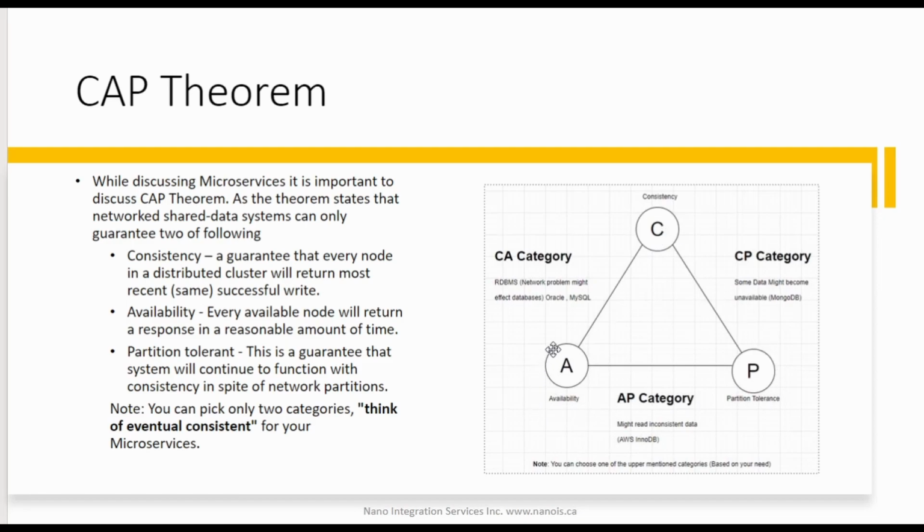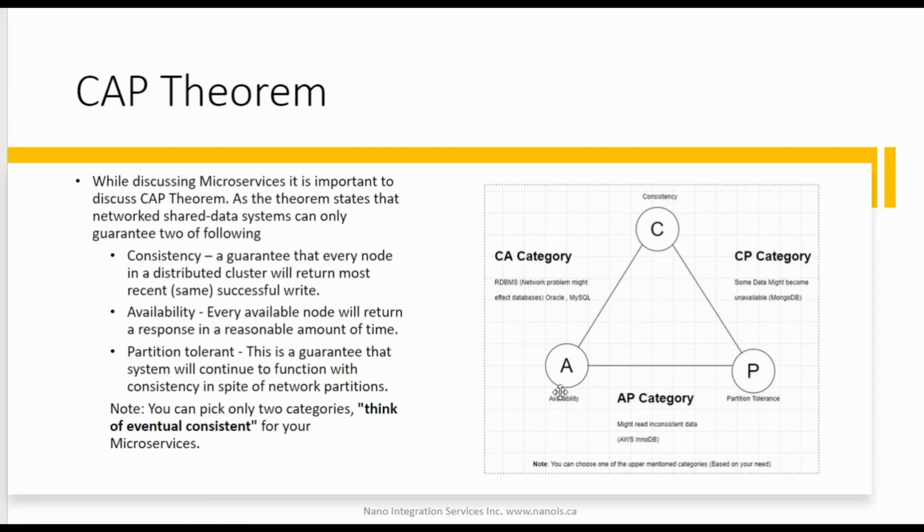This diagram shows what kind of combination of categories you can choose. You can choose consistency and availability, and then you have to sacrifice on the partition. A typical database implementation for that is the RDBMS. If there's a network problem, then your application might not be available. A typical example of this is Oracle or MySQL databases.